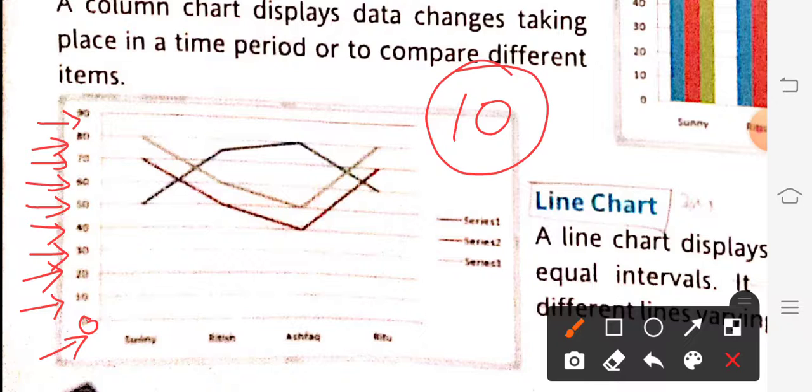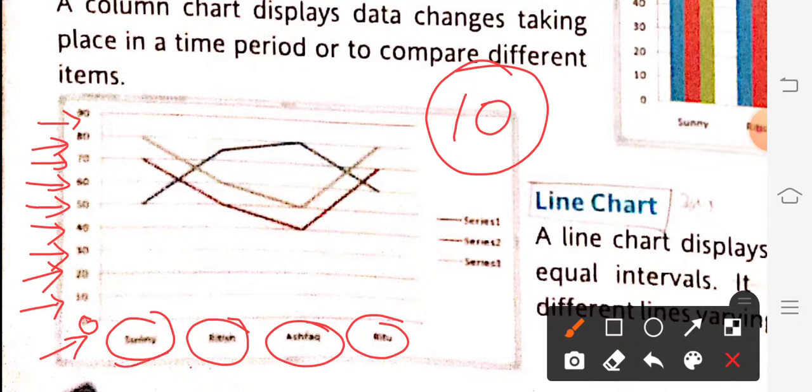Next, here we are taking some names of the students. ठीक है, you can take the names of any 4 students. And here यहाँ पे हम क्या कर रहे हैं, देखो लाइन शो कर रहे हैं with the different colors. And this one first line को नेम दिया है सीरीज़ 1, सेकेंड को दिया है सीरीज़ 2 और थर्ड को दिया है सीरीज़ 3. If you will look at it in your book it will be more clear to you because here you cannot show the color in my phone.